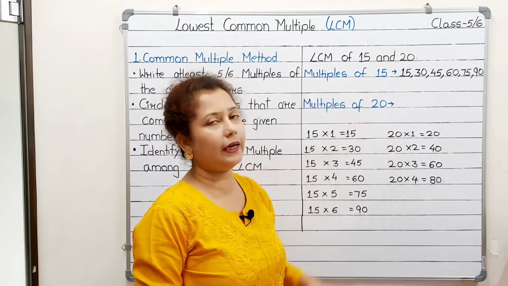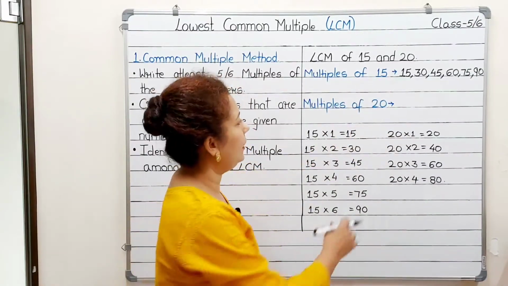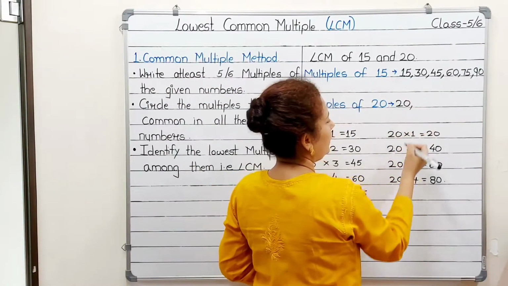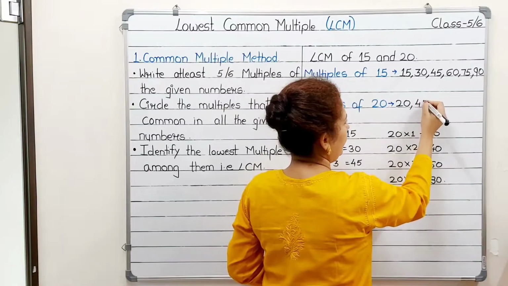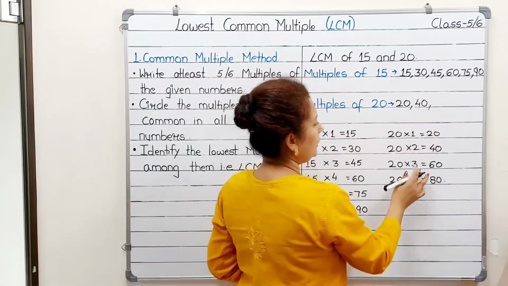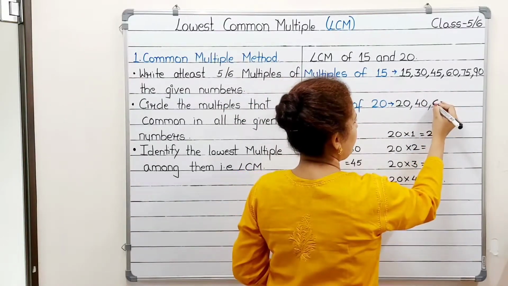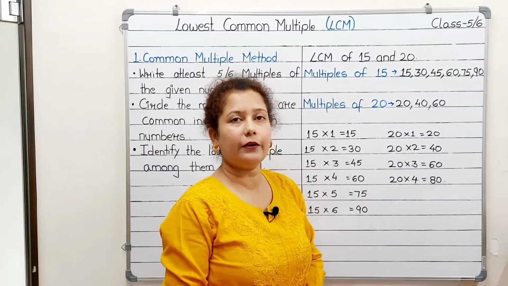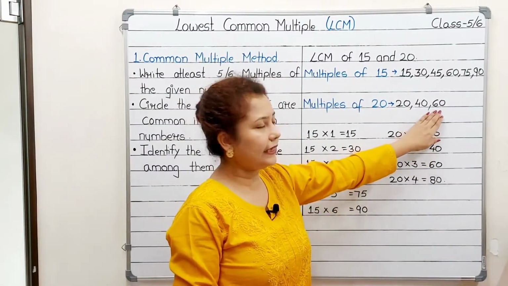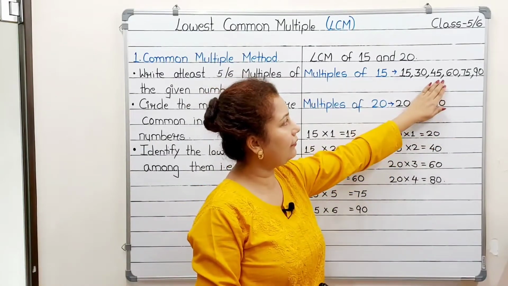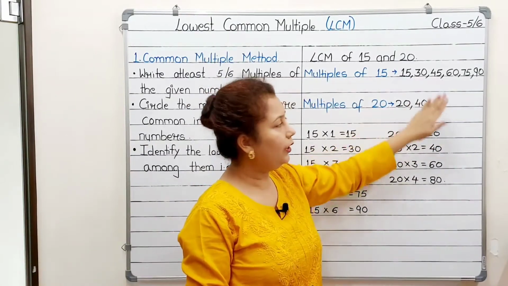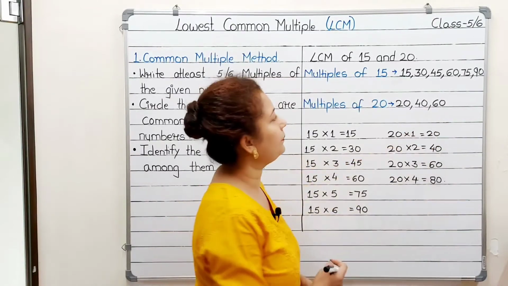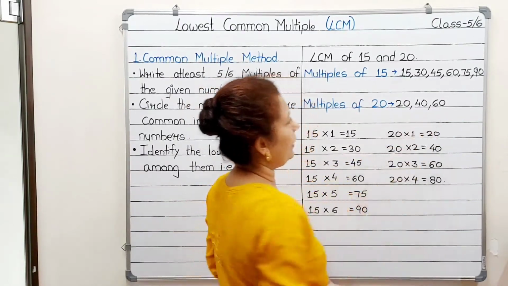Next we will write the multiples of 20. First multiple of 20 is 20. Second multiple of 20 is 40. Third multiple of 20 is 60. One important thing: if you find a multiple of the second number which we have already written for the first number, you can stop writing the multiples for the second number. So here 60 we have written.